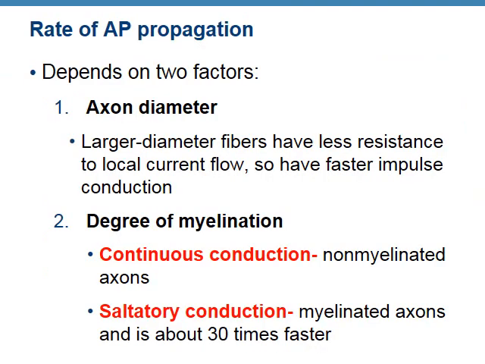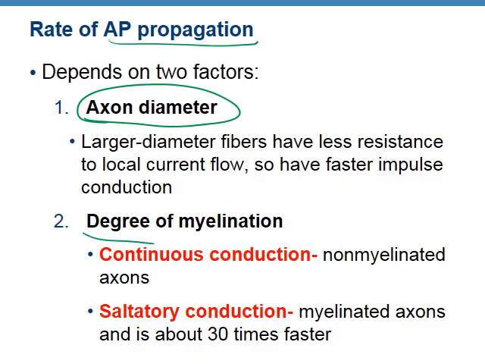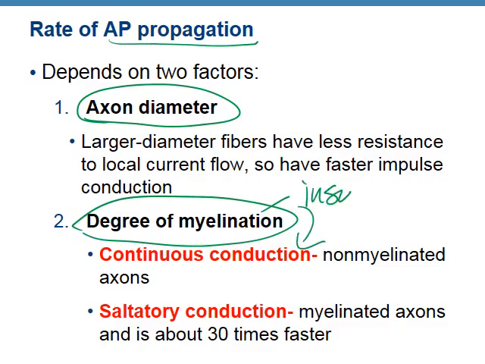Last couple of slides, we need to talk about the rate at which the action potential is propagated down the neuron. So how fast does the action potential travel? Well, there's two factors. One is the axon diameter. How thick is the axon of the neuron? The second is the degree of myelination. We haven't really talked about myelin yet, but this is a covering that helps with conduction. It's basically insulation on a neuron. So there's continuous conduction and there's saltatory conduction.